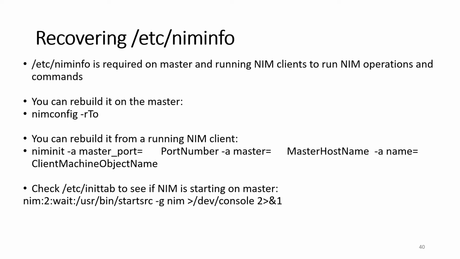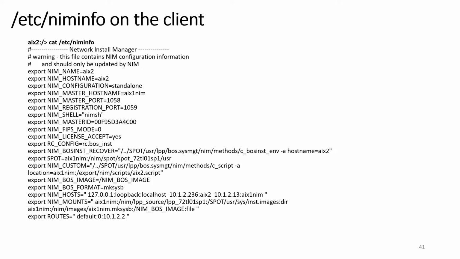One other thing that you might want to check is whether or not NIM is actually starting on your master, and you should expect to see it in /etc/inittab with a line that does a startsrc -g nim. So this is an example of /etc/niminfo on my client, and again you can see there's a master and a registration port, and then there's a number of different settings that are going to be set up. One of the ones you want to check is under export NIM_HOSTS. I always check to make sure that the IP for my client and the IP for my NIM server are actually correct.